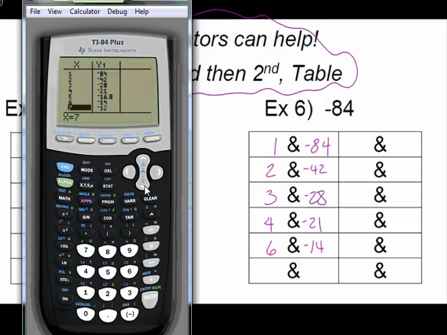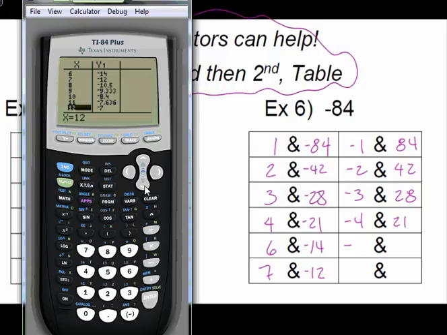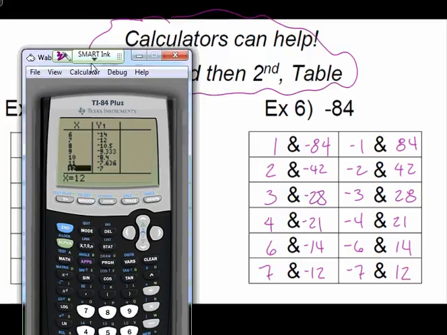7 and negative 12. And then I keep going down until I find my next one that is, which in this case would be 12. That's back where we started. So here I'm going to put the opposites of them. So I'm going to put negative 1 and positive 84, negative 2 and positive 42, negative 3 and 28, negative 4, 21, negative 6, 14, and negative 7 and positive 12. And there are our factors of negative 84.